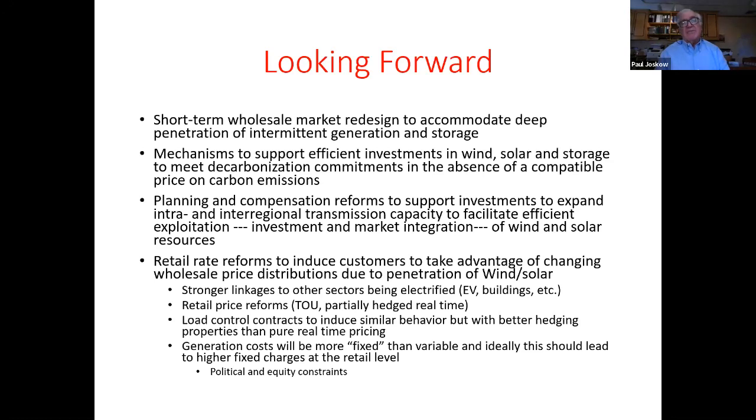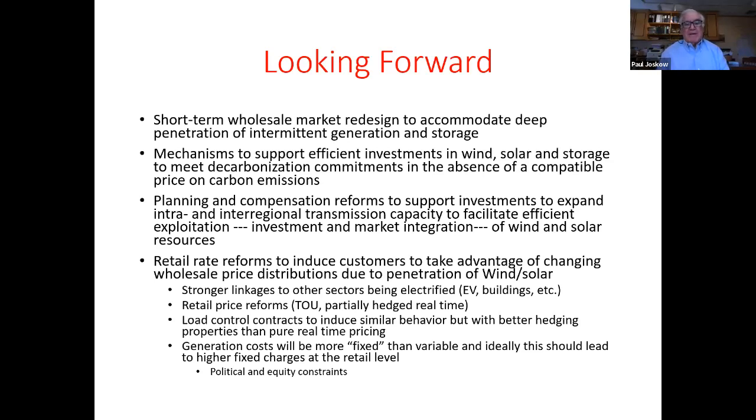But at least to me, there's growing evidence that to meet these deep decarbonization commitments, we're back to long-term contracts again, PPAs, and there are a lot of people working on this now. They're called hybrid markets, and I just participated in a conference in Europe where I think they're a little bit further ahead.